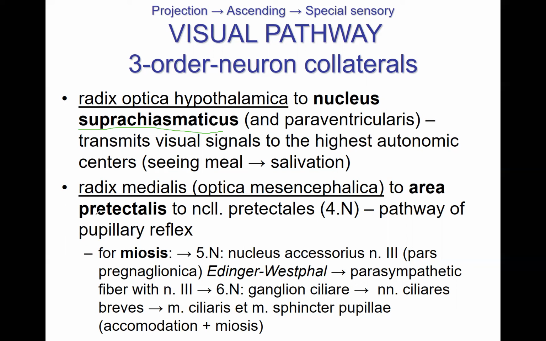Another collateral goes to the pretectal area, and we know that the pretectal area is the seat of the pupillary reflex. And pupillary reflex means if we shine light into the eye, we need to perform the miosis, and for the miosis we use the oculomotor nerve, the parasympathetic fibers, and it's interpolated in the ciliary ganglion, and it goes to the sphincter pupillae, and of course to the ciliaris so that you accommodate.